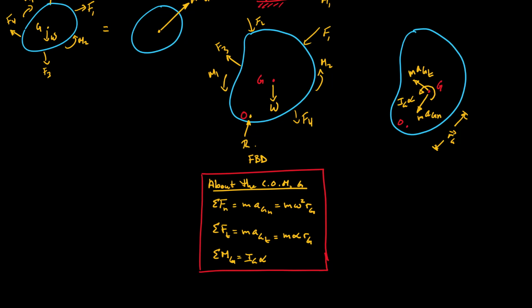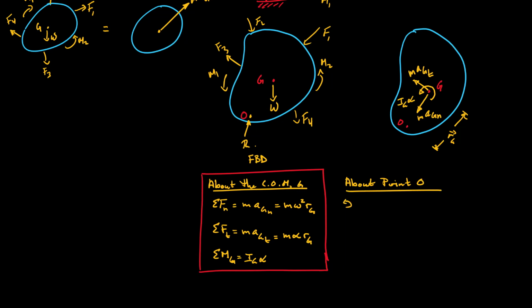Now it's often convenient to take the moments not about point G, but about point O. So perhaps, for example, we might not know what the reaction force is, but we can eliminate that by taking the moments about point O. So if we do that, let's write this out, about point O. What does this give us?